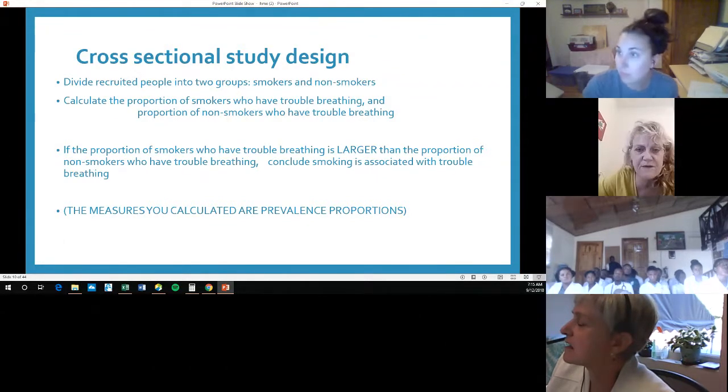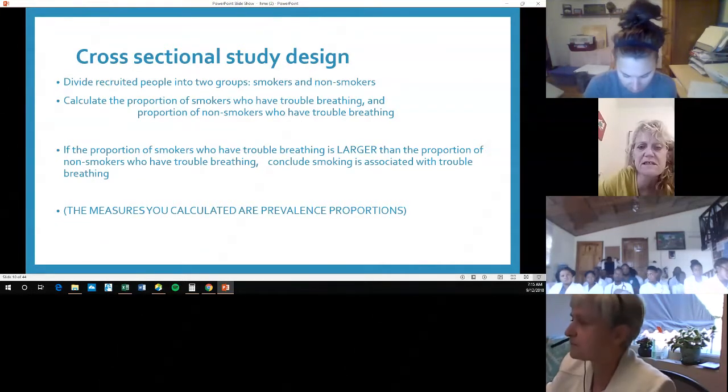You might recruit patients from a clinic waiting room, and after they consent to the study, you ask them, do you smoke cigarettes and do you have trouble breathing?